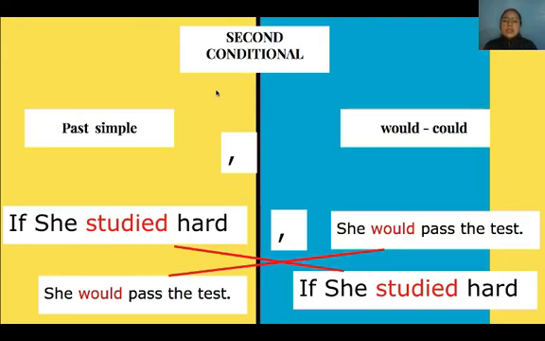It is important. In the second conditional, you have to join two grammar structures: past simple and the modal verb would. When the if clause is in the first part, the verb is in simple past. And you have to put a comma, and then the second part of the sentence uses the modal would. Okay, don't forget that.